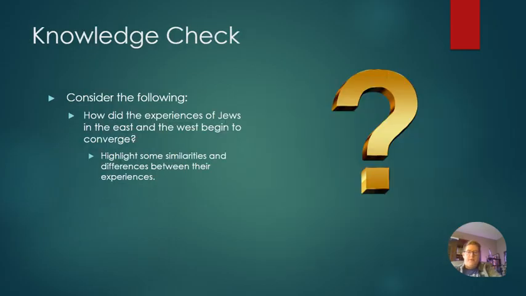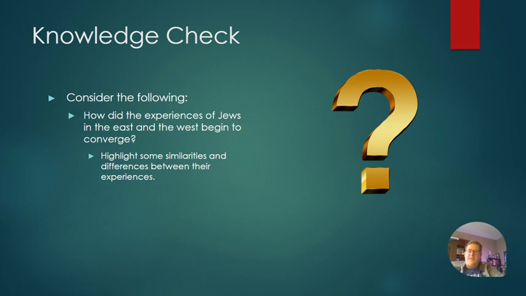So we're at the end of notes for section 1. Here's your knowledge check for this section. Consider the following. How did the experiences of Jews in the East and the West begin to converge? Highlight some similarities and differences between their experiences. Take a couple minutes. We'll talk about that in a moment.